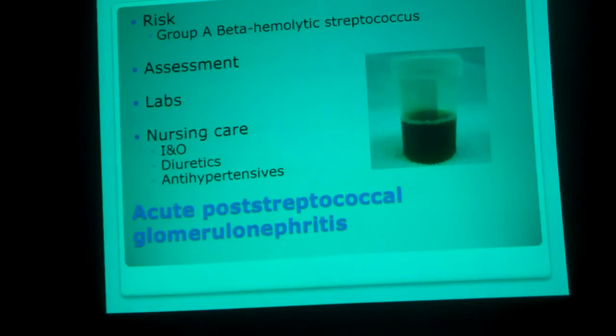Assessment, tea-colored urine, and you can see on your slide there it's very dark. Anorexia, they're kind of out of it. Periorbital edema, hypertension, so there's swelling, hypertension. Labs, you're going to do a urinalysis and a renal function test. You're going to get a BUN and a creatinine. Nursing care, you're going to get daily weights, vital signs, provide rest, diuretics and antihypertensives, I&O, and antibiotics if indicated.